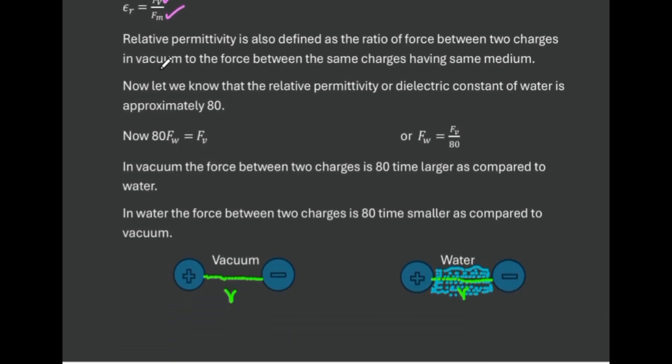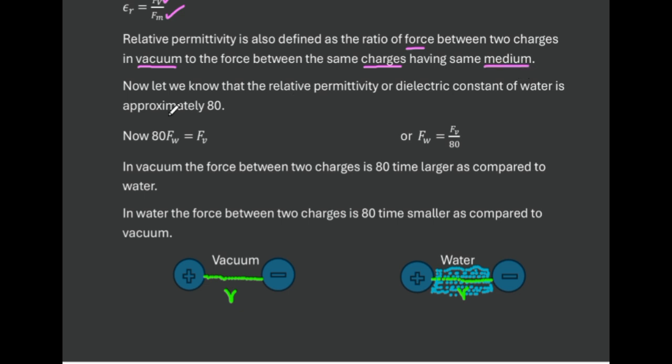Relative permittivity is also defined as the ratio of the force between two point charges in vacuum to the force between the same charges in the same medium.